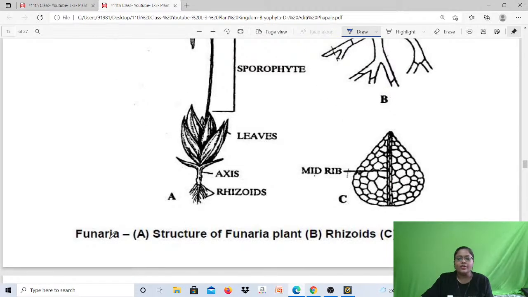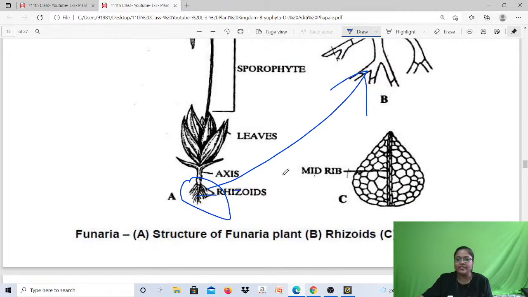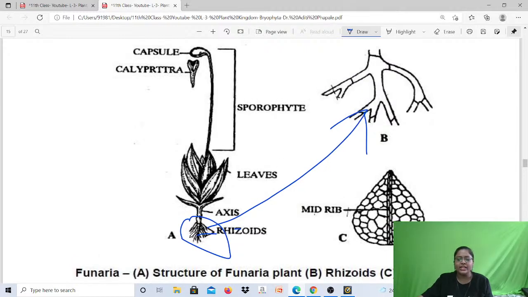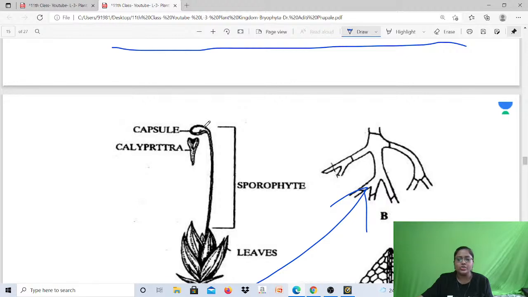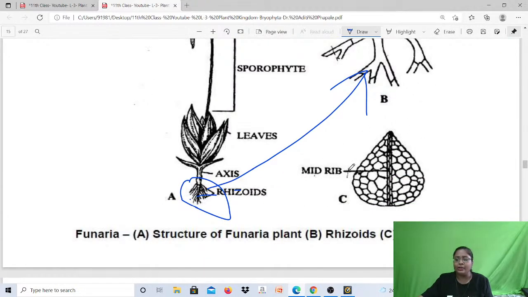So you can see here, the structure of the Funaria plant is shown in this A. Then B is the rhizoids, shown zoomed in and magnified, and one leaf is also shown. So you can see rhizoids, this is the axis, these are leaves. Then you can also see this entire thing is the sporophyte. You can see a capsule, okay? One structure is characterized there, the rhizoids are enlarged, the leaf is enlarged and zoomed, and you can see its midrib too.